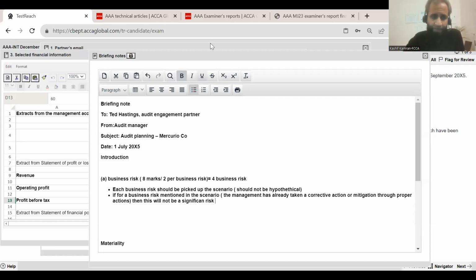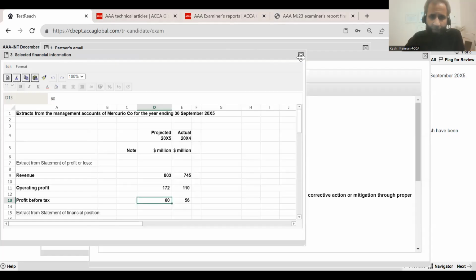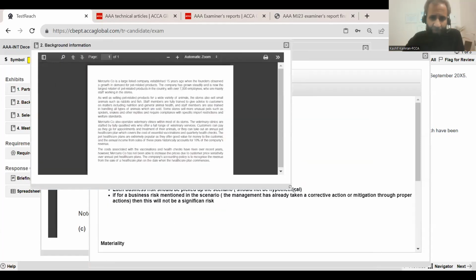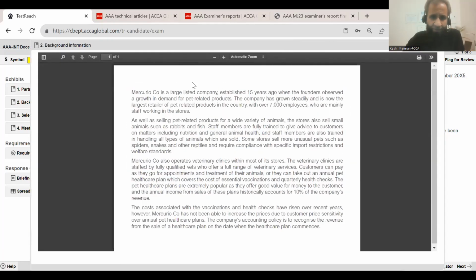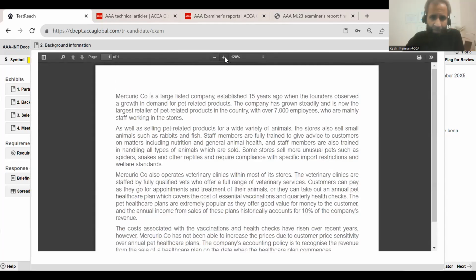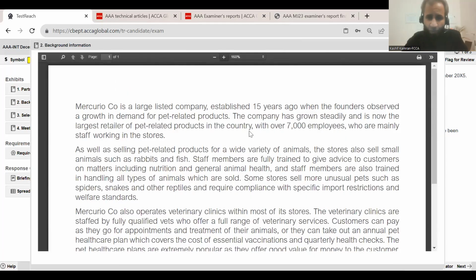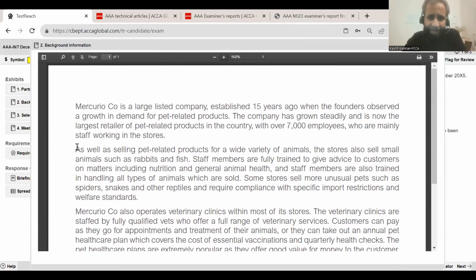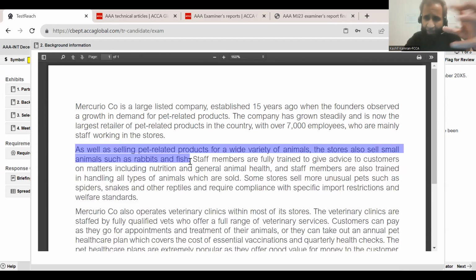Just let me show you an example. If you look at this background information given to us in Exhibit 2 of this exam paper. Just an example, again, these are free webinars, so I'm not going into depth. If you look here in paragraph 2, it says, as well as selling pet-related products for a wide variety of animals, the store also sells small animals such as rabbits and fish. So they are into the pet business, right?